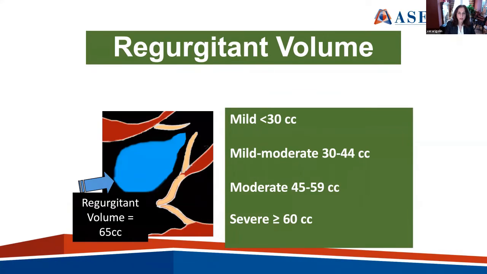Now, what are the cutoff values for regurgitant volume? Mild AR is less than 30 cc's. Mild to moderate is 30 to 40 cc's. Moderate or moderate to severe is 45 to 49, and severe is greater than 60 cc's.